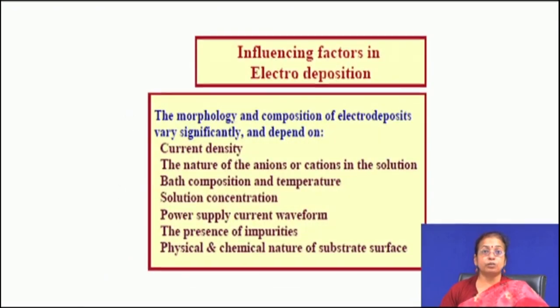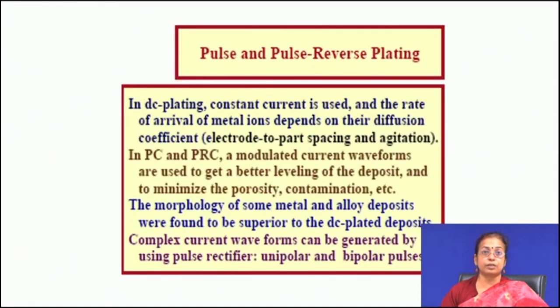So, now if you quickly go through the factors which influence the electrodeposition, they are current density, the nature of anions or cations in the solution, bath composition and temperature, solution concentration, power supply current waveform, presence of impurities, and physical and chemical nature of the substrate surface.